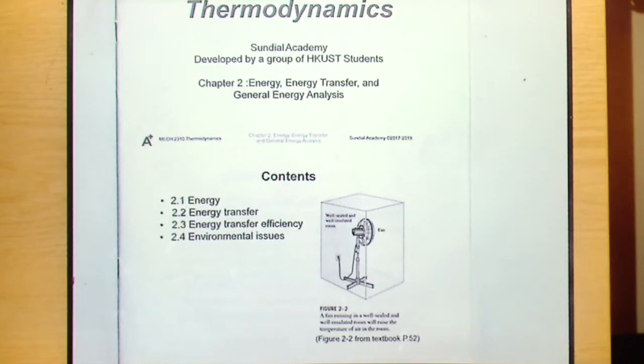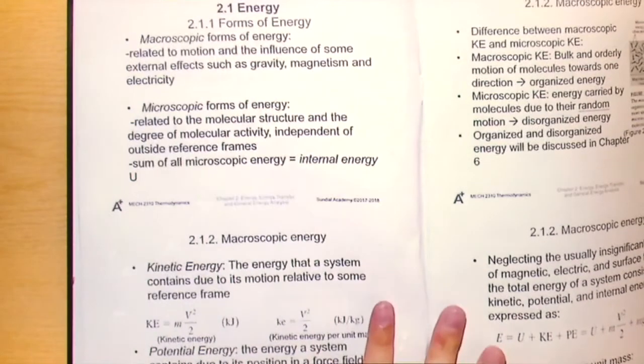This example shows that we need to have a better understanding of energy so that we can know more about the energy transformation involved in a certain system. We will first discuss different forms of energy, and then we will go to section 2.2 to talk about different mechanisms of energy transfer. So let us go to section 2.1.